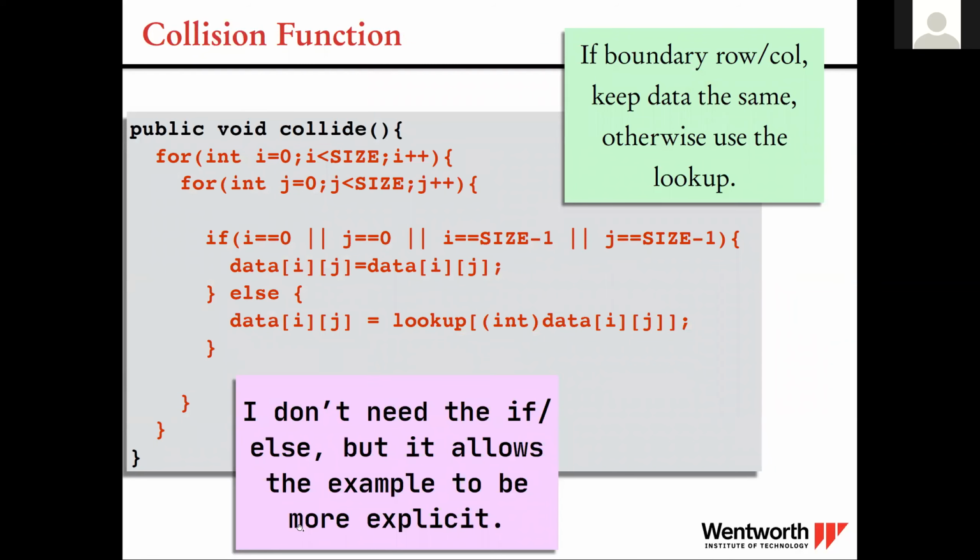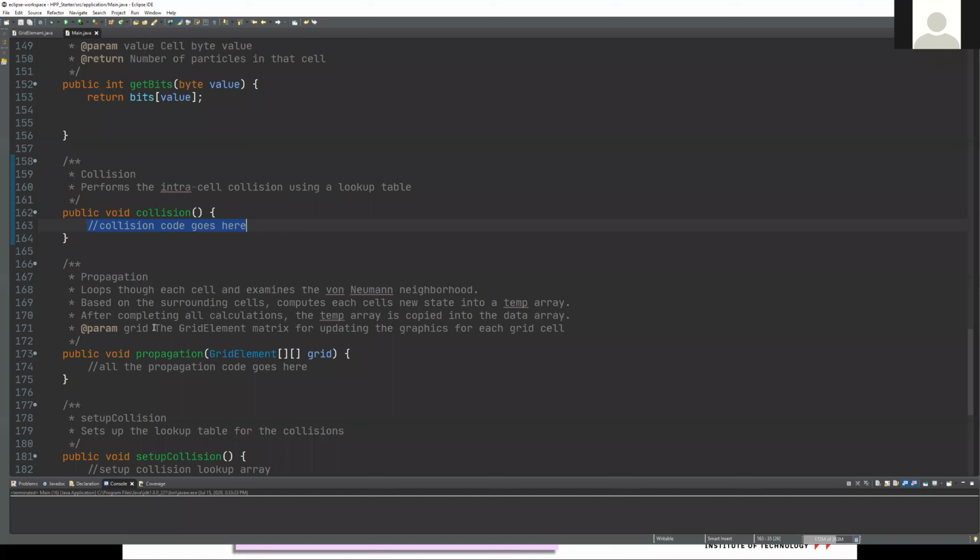This is the full collision code. I've been a little bit more explicit here. We don't actually need the if-else. We can leave that off and make this a little simpler. But the full collision code here is actually pretty simple. And then after that, the last piece is the propagation itself. So let's go code the collision, and I will talk about it as I go.